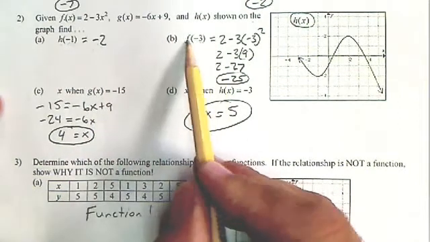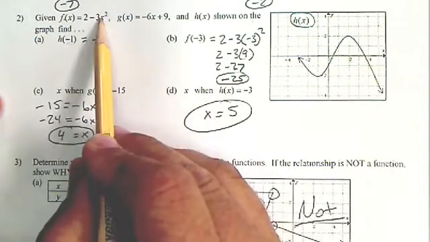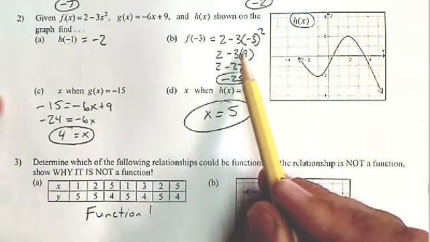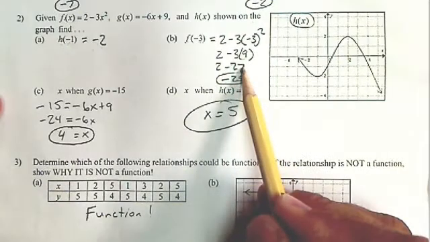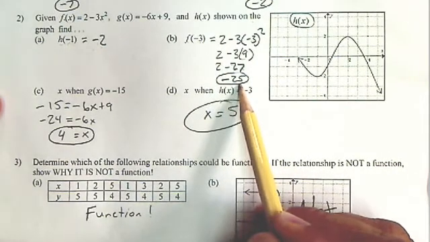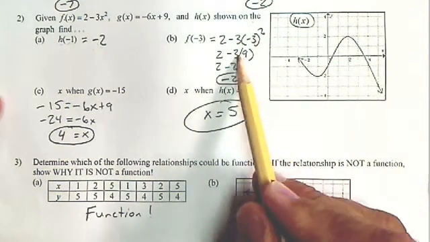I input into f of x a negative 3. So I input in a negative 3. Negative 3 squared is 9. 9 times 3 is 27. And then it's 2 minus 27 is negative 25. I just did the order of operations. I had to do the exponent before I did the multiplication.